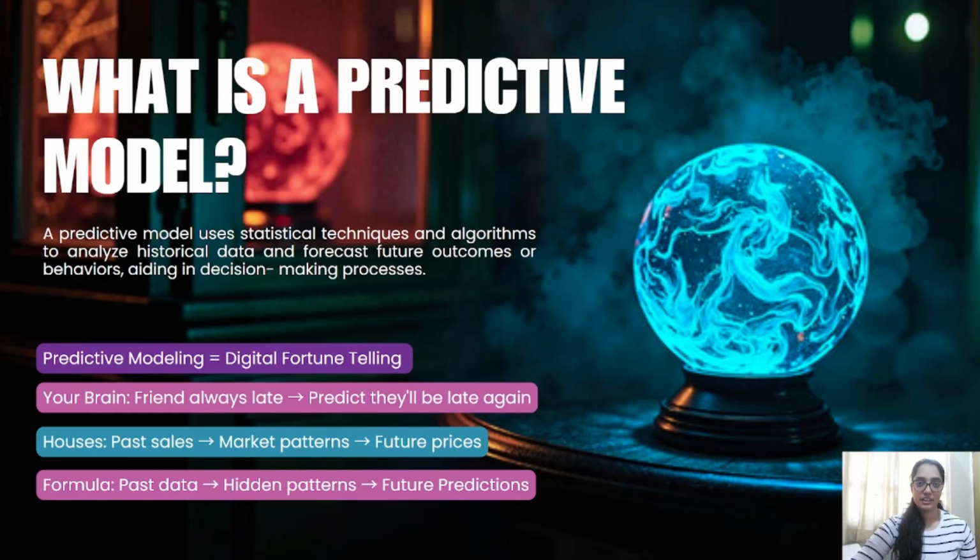What is a predictive model? A predictive model uses statistical techniques and algorithms to analyze historical data to predict the future outcome. Let's make it simple. Let's take a predictive model as a digital fortune teller. Think about it. Your brain already does this. Your friend is always late. You predict they'll be late again. That's a predictive model.